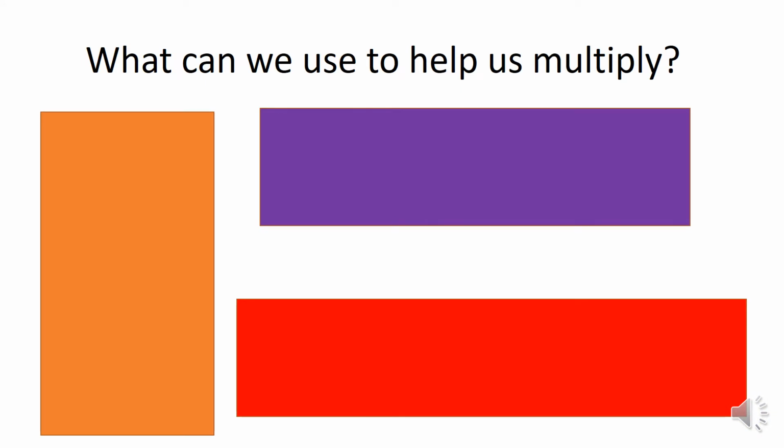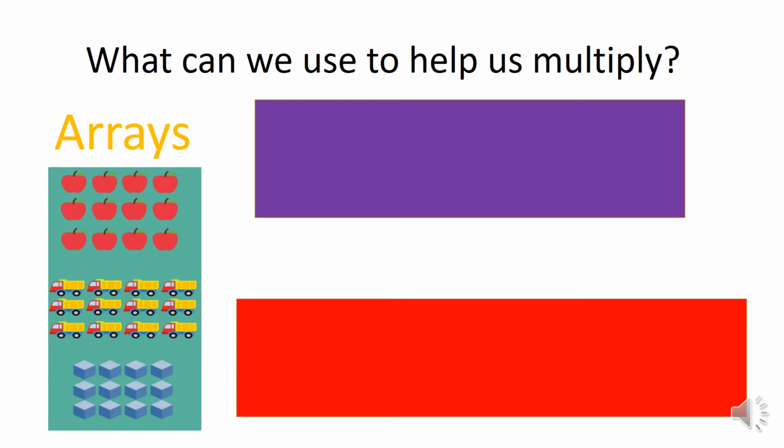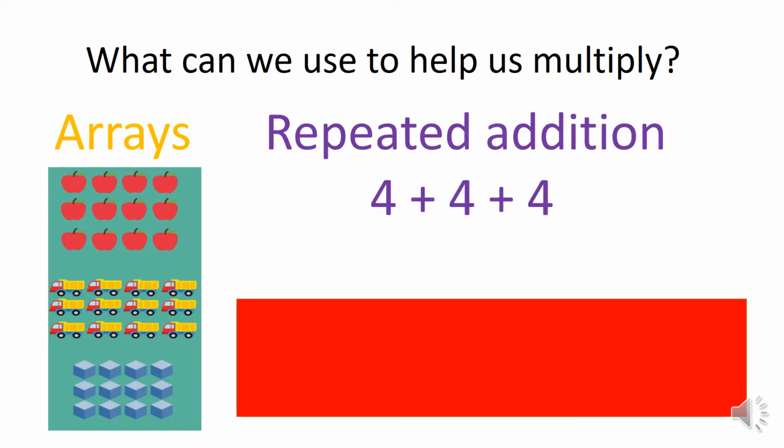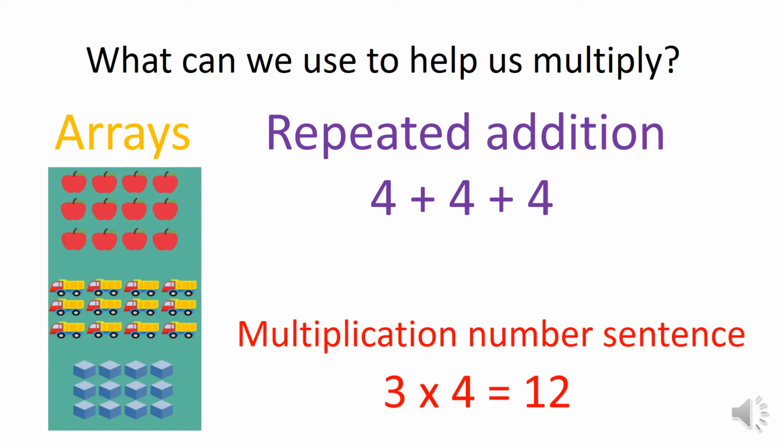Can you remember what we use to help us to multiply? Arrays. Arrays are our pictorial representations. Now remember, that is just a very fancy word for pictures. So we can use pictures of anything to help us organise arrays, as long as we're organising them neatly into rows and columns. When we've got our arrays, we can write repeated addition number sentences. And when we've got that, this helps us to write our multiplication number sentence.